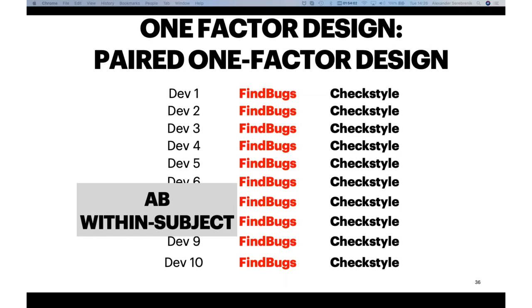So let us start. You might remember that before the break, I asked you to think about possible problems with one-factor design when applied to human subjects. So we have 10 participants, 10 developers, developer 1 to developer 10. We have two tools such as FindBugs and Checkstyle. And the idea would be to ask the developers to analyze the same subject system using those tools. First of all, FindBugs and then Checkstyle. So I've asked you what could possibly go wrong.